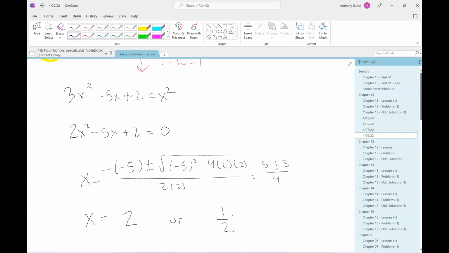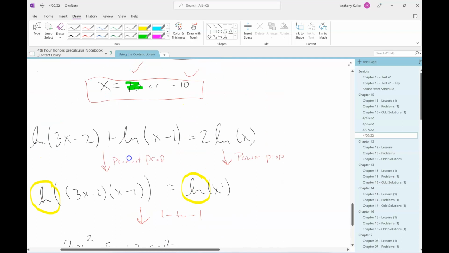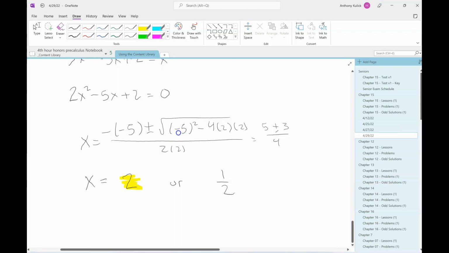Then we check. Remember, when we're checking, where are we checking at? The original equation. So all the way back to here. 3 times 2 minus 2, positive. 2 minus 1, positive. Positive. 2. Positive. Positive. That works.